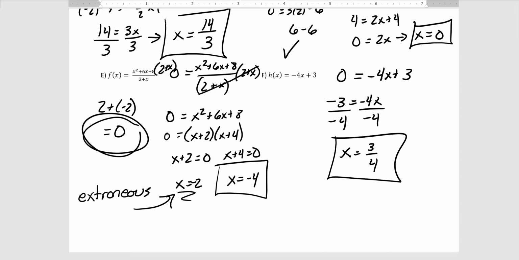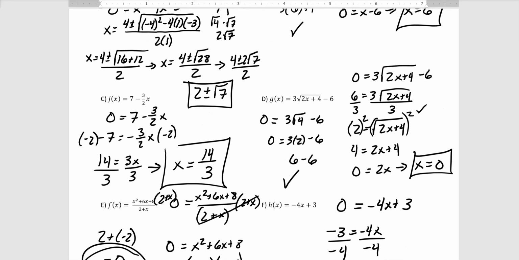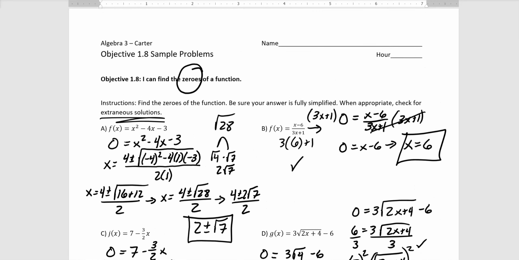And that, my dear friends, is how we find the zeros of functions. All right, hopefully we're feeling really confident with these now.